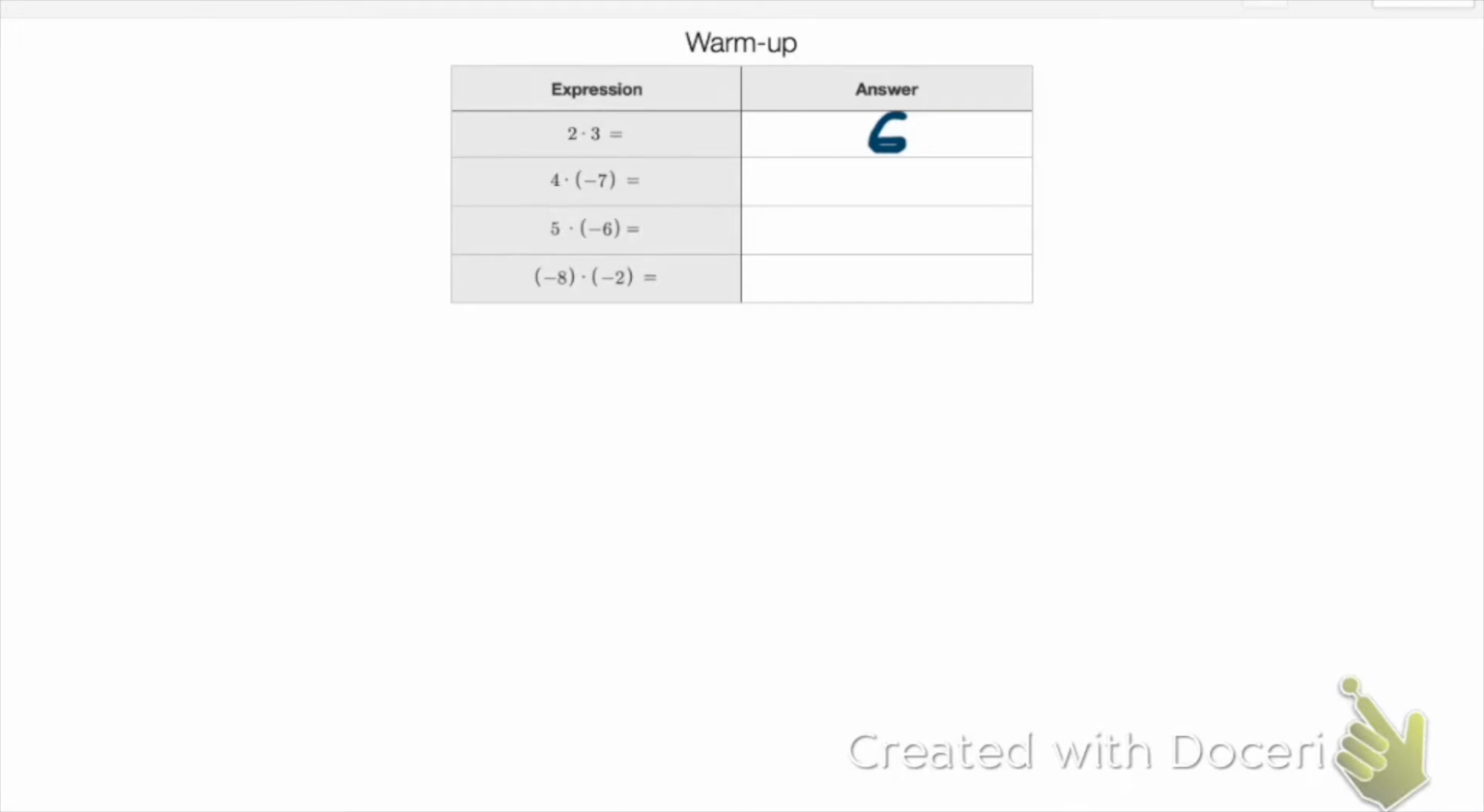Next one, positive 4 multiplied by negative 7, the answer will be negative 28. Next one, positive 5 multiplied by negative 6, the answer will be negative 30. Negative 8 multiplied by negative 2, the answer will be positive 16.